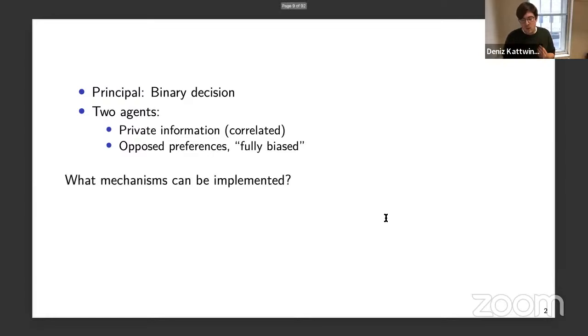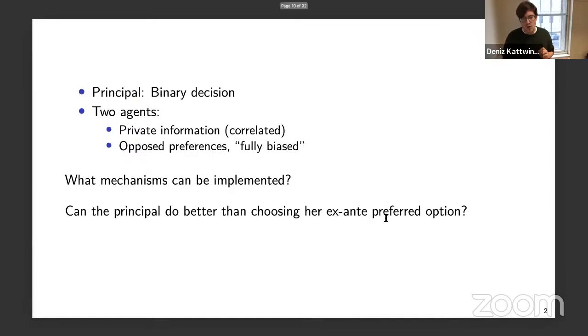In this setup, we ask very classical questions. The first question will be: what mechanisms can be implemented? This will be our first set of questions. And after we answer this question, we're going to look at the question of when it is the case that the principal can do better than choosing her ex ante preferred option.